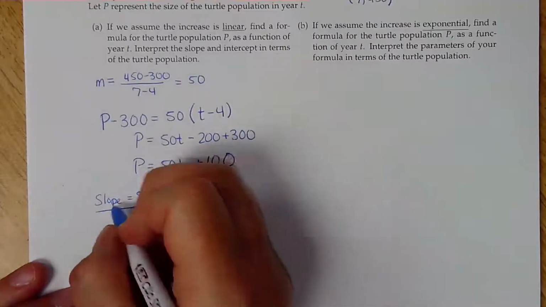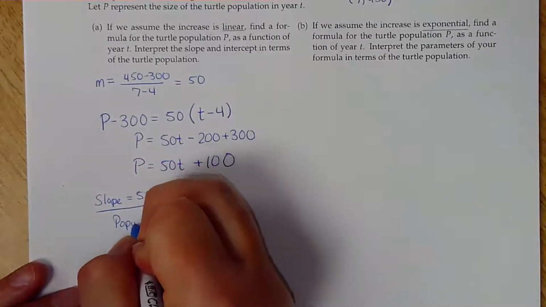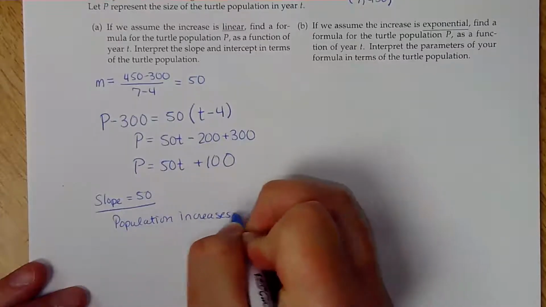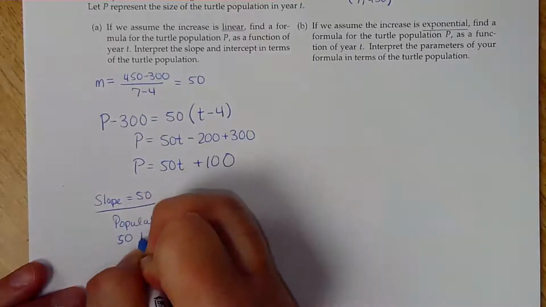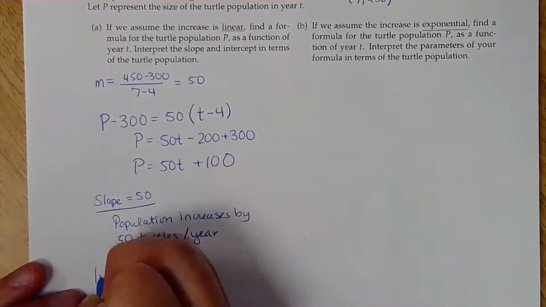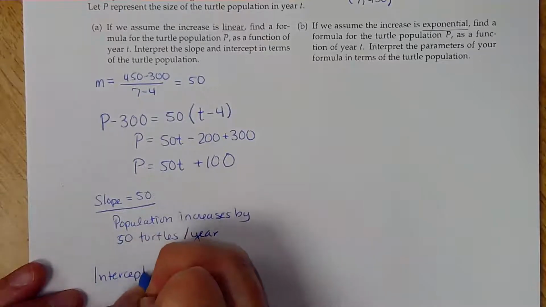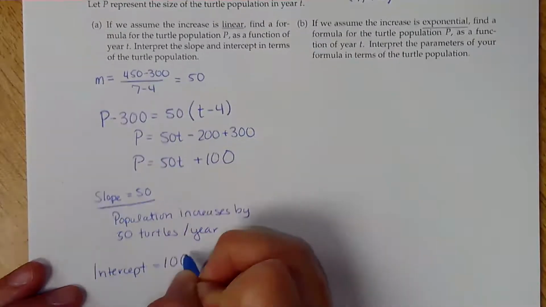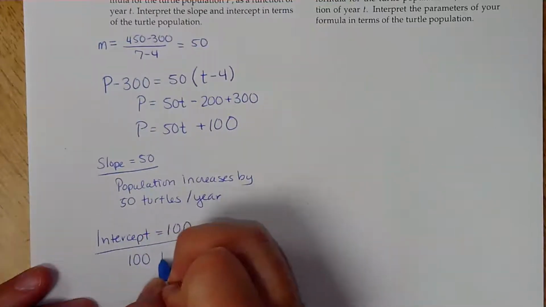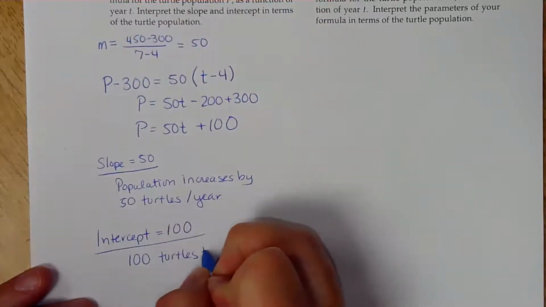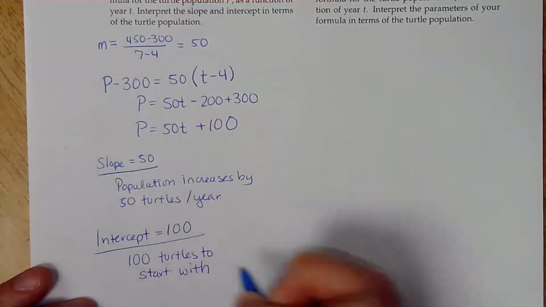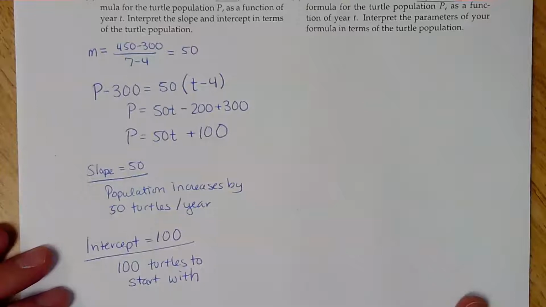And then to interpret this in context, my slope is 50. So my population increases, because that's positive, by 50 turtles per year. And then my intercept is this number 100. And that's my initial turtle population. So it's 100 turtles to start with. All right, so that gives us our linear model.